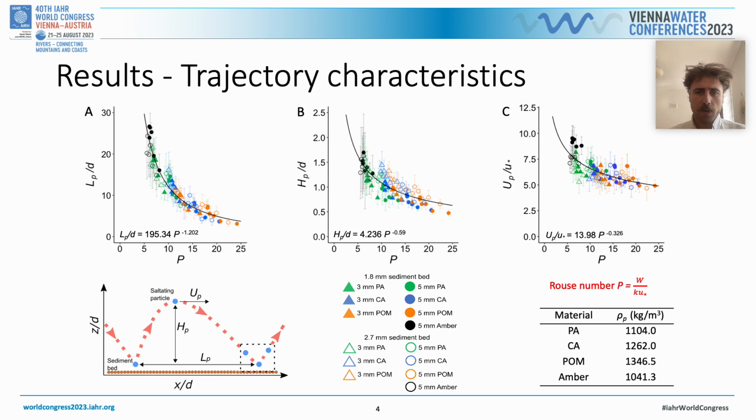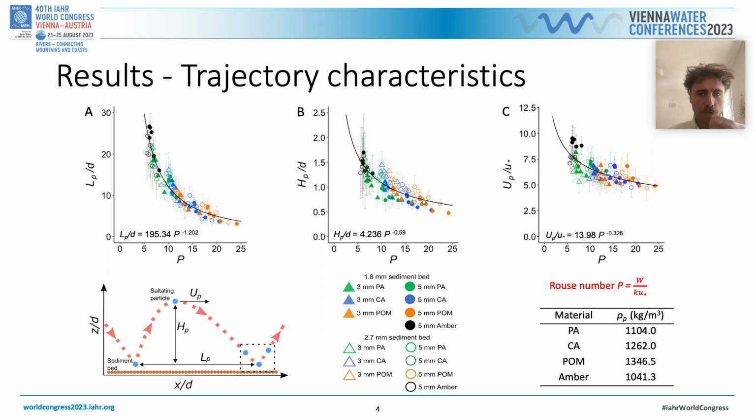So here are some of our results. Figure A shows in average terms the dimensionless saltation length. So this is the length of a saltation jump. Figure B shows the saltation height. This is, in average terms, how high the particle was saltating. And C shows the saltation velocity over the flow conditions and bed roughnesses that we used in our experiments.